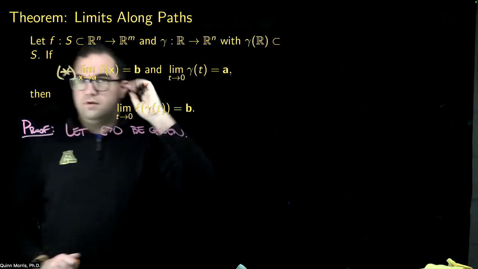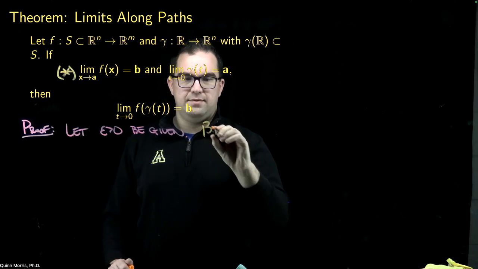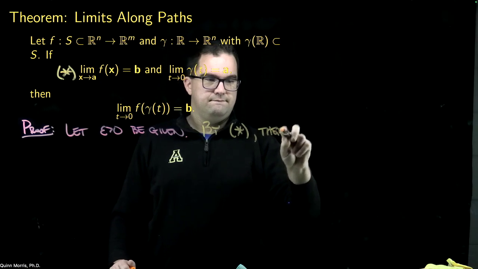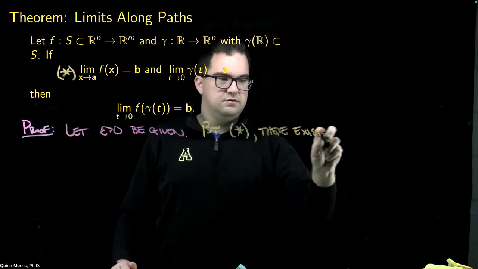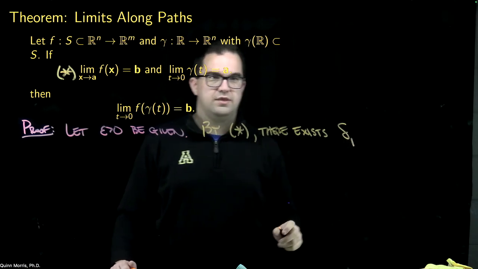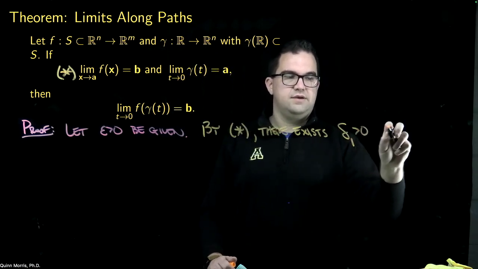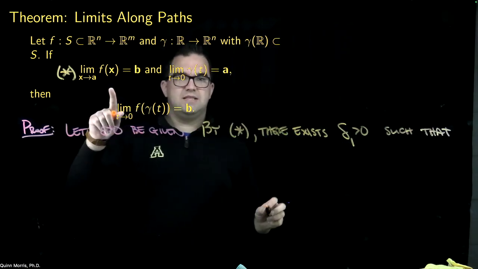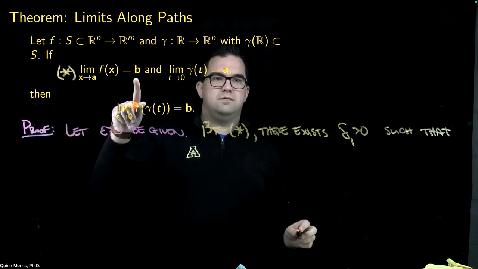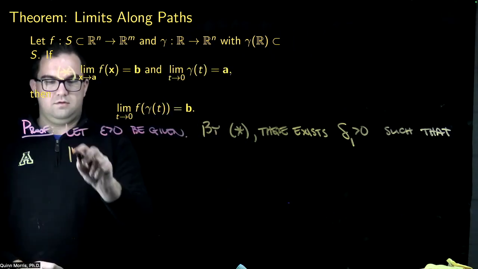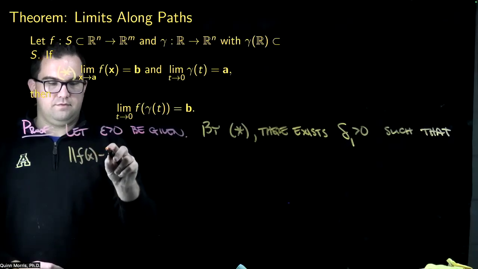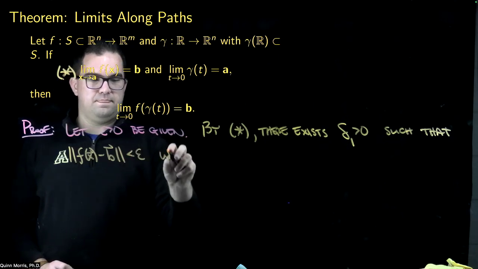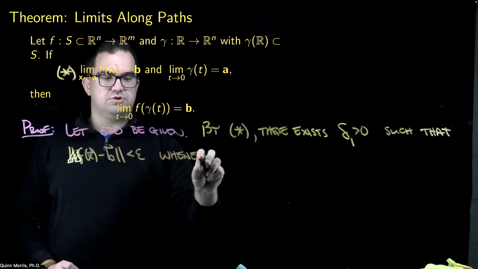There we go. Okay. So since that limit exists, by star, there exists some delta, and I'm going to have a couple of deltas. So I'm going to call this one delta 1 greater than 0, such that, well, what? From this limit, I ought to be able to make f of x minus b as small as I would like. Whenever the inputs are close enough together.